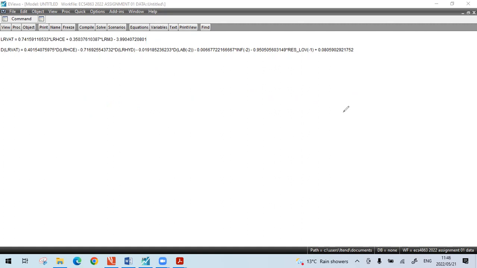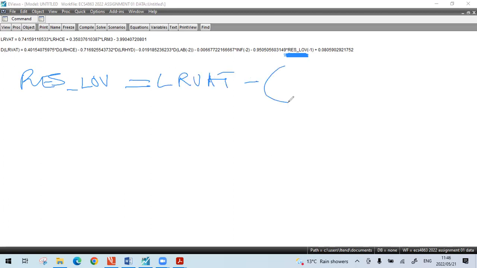My residuals is called res LOV. Here they'll catch you. If your name is different, say ILV, it will be res ILV. So I want to have something like res LOV is equal to LRVAT minus everything here that you are seeing. That's my first equation. That's what I'm going to do now.